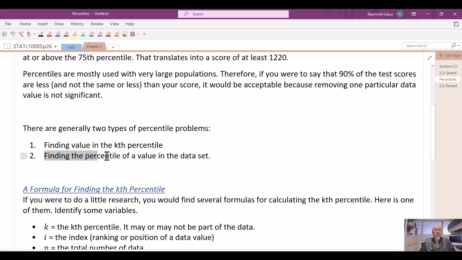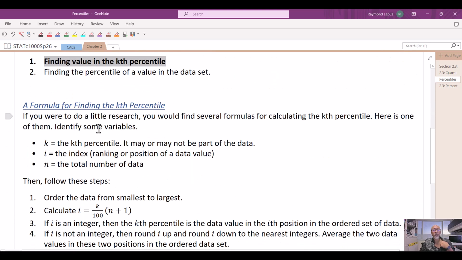The other type of problem is looking at the percentile of a specific value. So given a data set, like the test scores, and say somebody got a 28, then you can ask yourself, what percentile is 28? Like what percent of the students got less than 28 and what percent of the students got larger than 28? So that's finding the percentile. We'll first take a look at finding the value if you were given a percentile. So they give you a percentile and then you find that value, and this is how you do it.